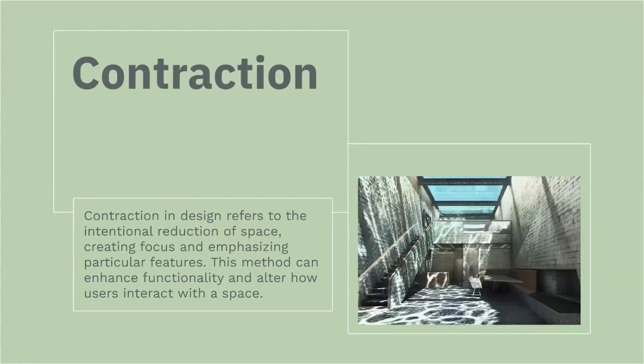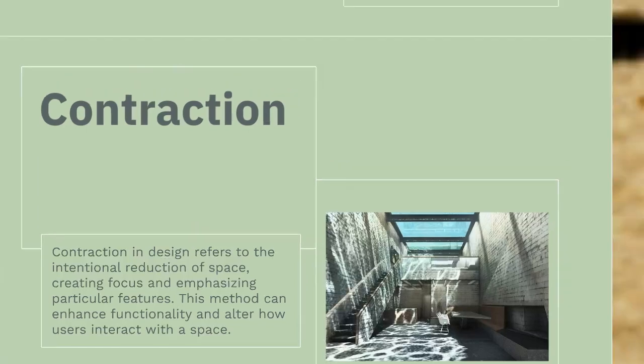Our next term is contraction. And contraction in design refers to the intentional reduction of space, creating focus and emphasizing particular features. This method can enhance functionality and alter how users interact with the space.